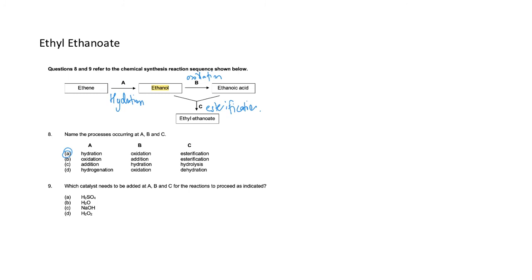Which catalyst needs to be added to A, B, and C for reaction to take place as indicated? What catalyst? I think it is the acid. I don't know. Yeah, I think we use the H2SO4 for esterification. We use H2SO4 for oxidation, so probably use H2SO4 for the hydration as well. So we'll go with that. All right.